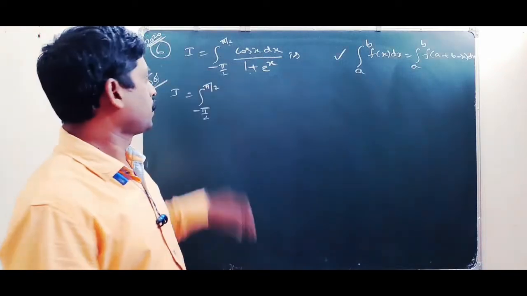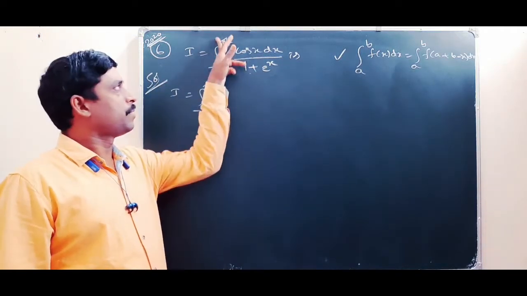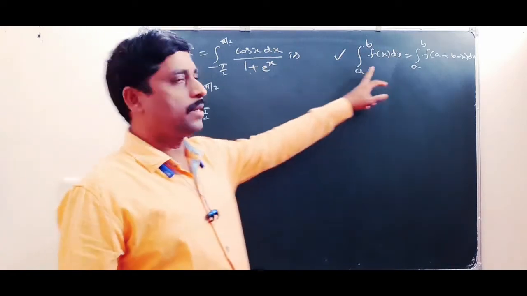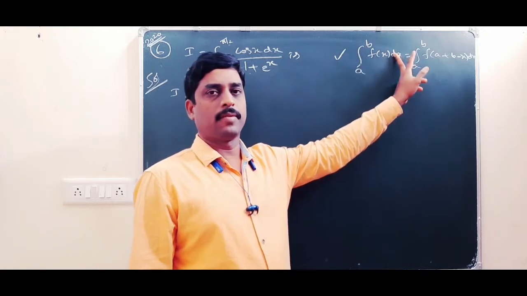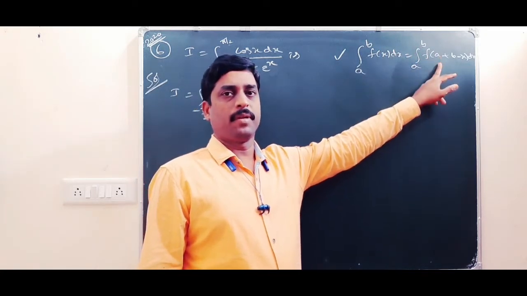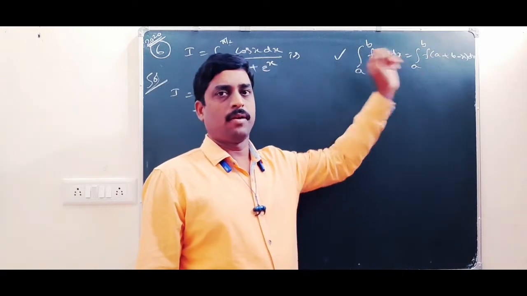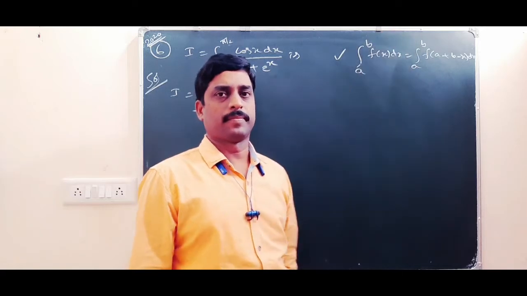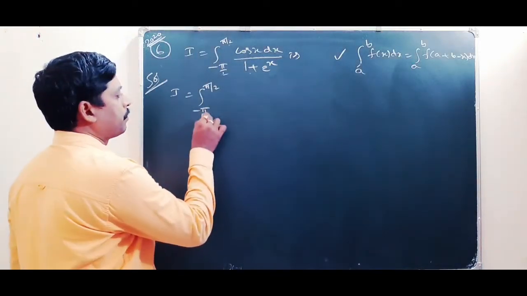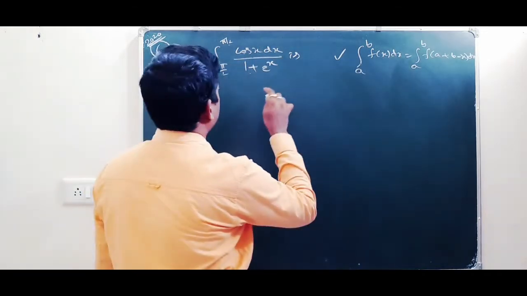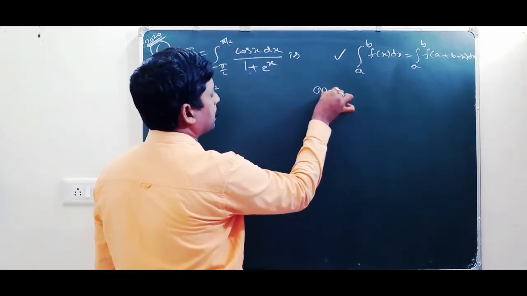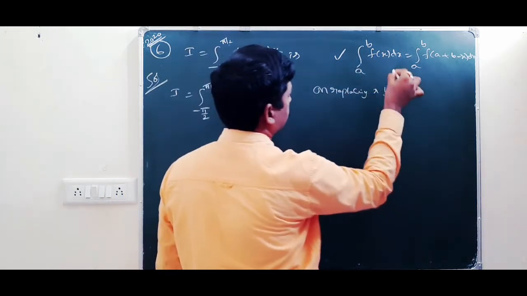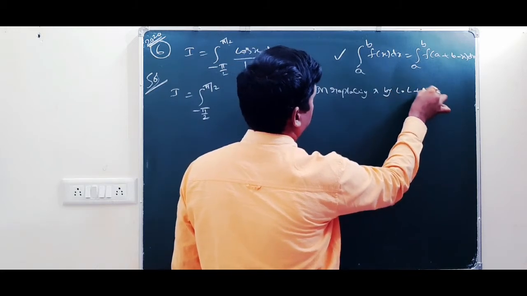This is from the 2020 question. Integral from minus pi by 2 to plus pi by 2 of cos x dx by 1 plus e to the power x. Okay, so we should apply this property: integral a to b f of x dx equals integral a to b f of a plus b minus x. So what is the meaning of the property? On replacing x by lower limit plus upper limit minus x.